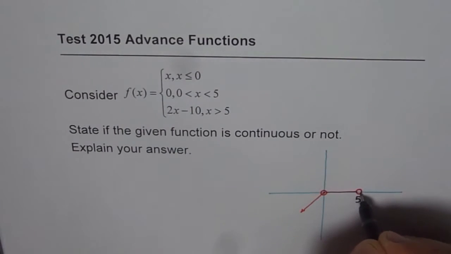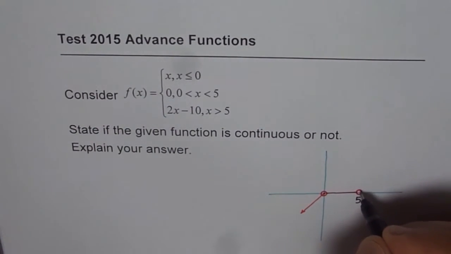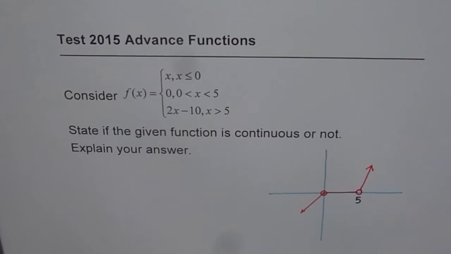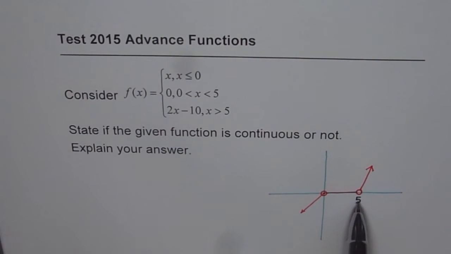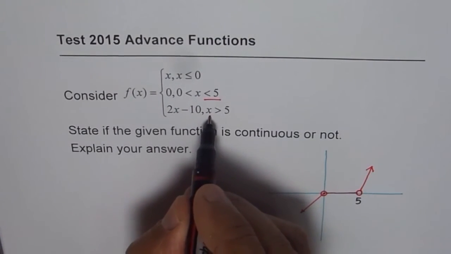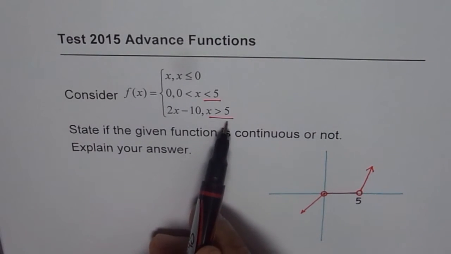So a hole here, right? And then there is a line which has a slope of 2. A line which has a slope of 2 will be kind of like this. Now you can clearly see that there is a discontinuity at 5 itself. Well, even without sketching the graph, you could have noticed this, right? We have an interval which is less than 5 and greater than 5. The function is not really defined at 5.